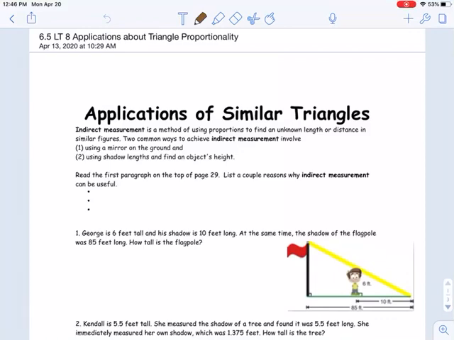Okay, so yesterday we talked about the theorems of triangle proportionality. It's really building the foundation, the basement. Now we're actually going to apply that to some story problems, and this is like building the mansion, some really cool stuff on top of that foundation we built.